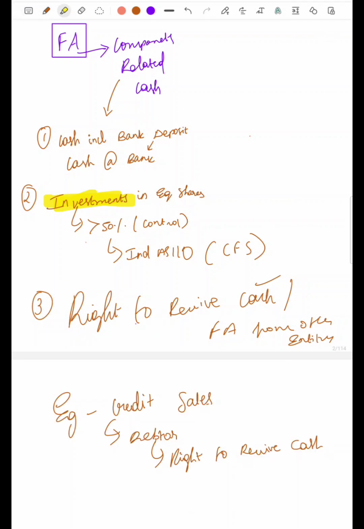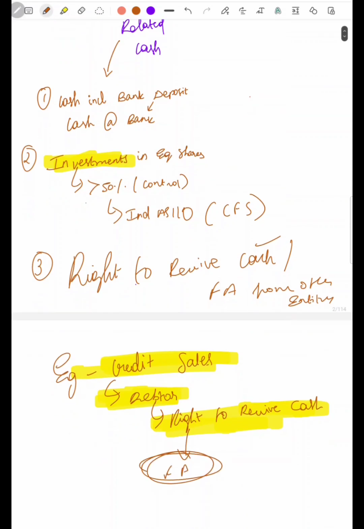Okay, so now for example, if you take this credit sales, so credit sales will be recorded as debtor in the balance sheet. So debtor is nothing but we have a right to receive cash. So from the debtor cash will come, that's a right to receive cash, which implies that the debtor is a financial asset over here. Fine. So a right to receive cash is also a financial asset, and that is also a financial instrument.